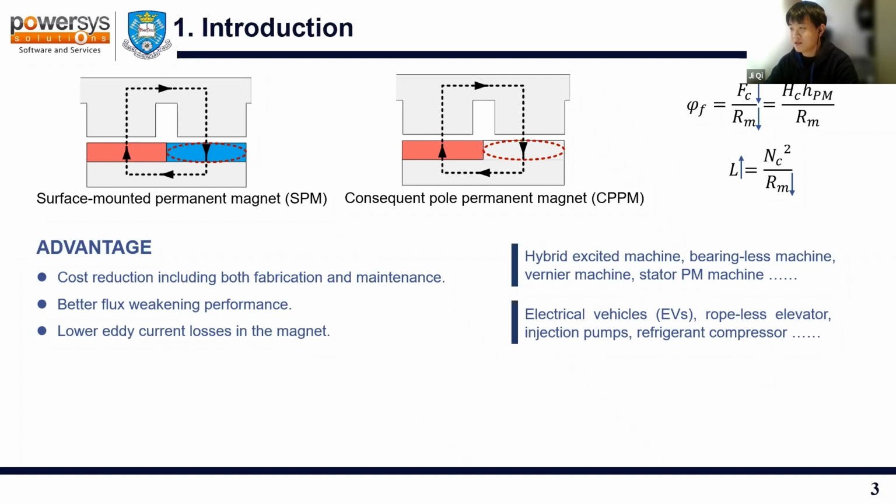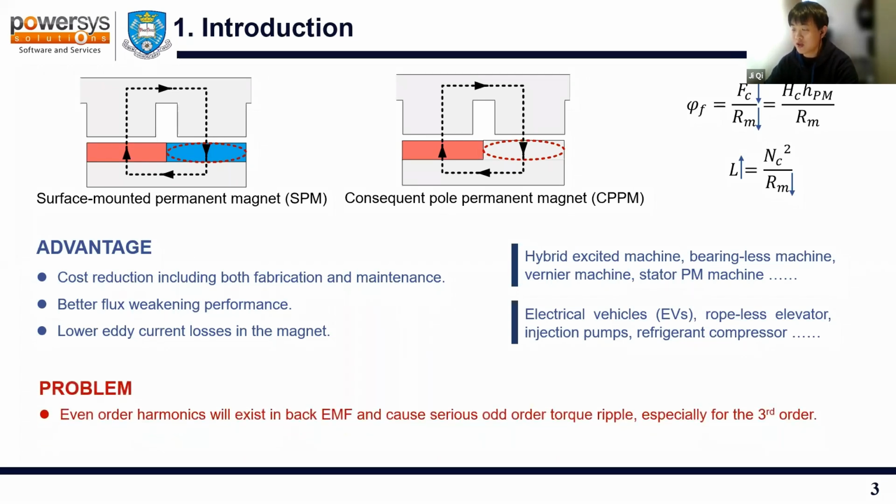However, this structure also has its drawback. In this structure, the even order harmonics will exist in the back EMF and cause serious odd order torque ripple, especially the third order torque ripple.